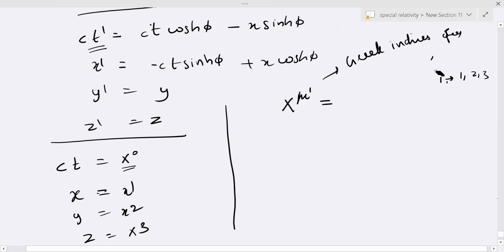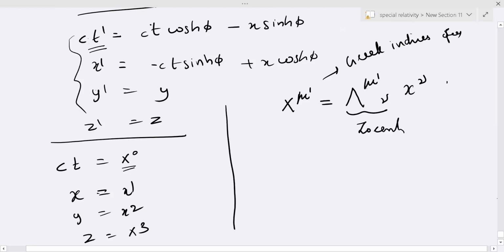So we can write this equation like this. This x mu prime is equal to, we have got the Lorentz transformation matrix, which we'll write as lambda mu prime nu x nu. I am just writing this in the matrix form. The components of the matrix depend on the transformation. If it's a boost about the x-axis, we'll have a specific form, but the important thing is that there is a Lorentz transformation matrix. This is known as a Lorentz transformation matrix.